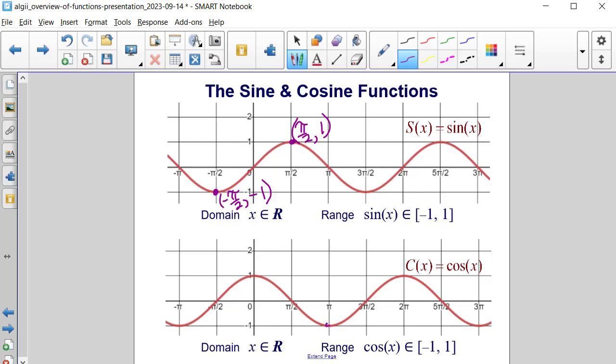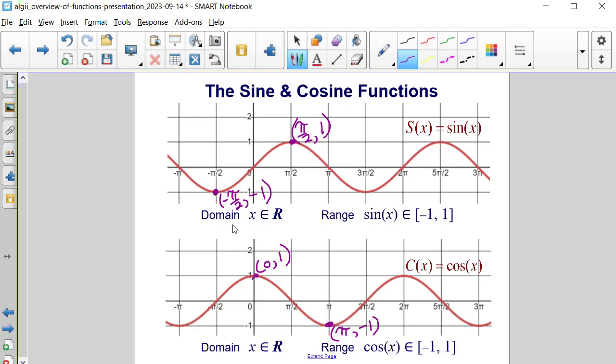And for example, the cosine of pi is negative 1, and the cosine of 0 is positive 1. So therefore, the negative 1 and positive 1 boundaries for the range are included with square brackets. And the domain for both of these is all real numbers. You can go as far left or as far right as you would like.